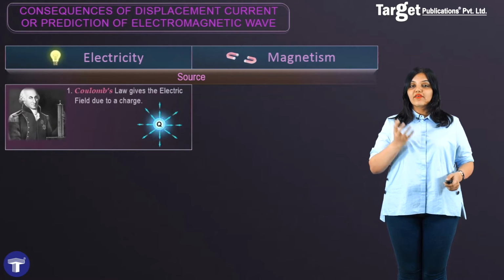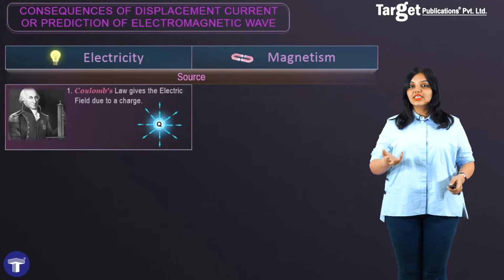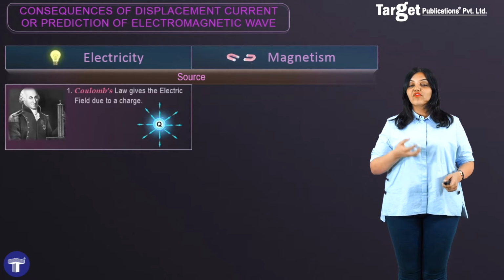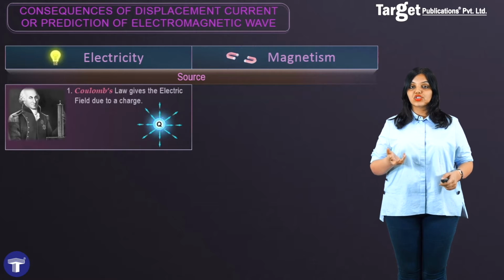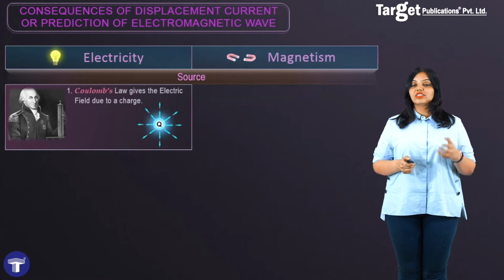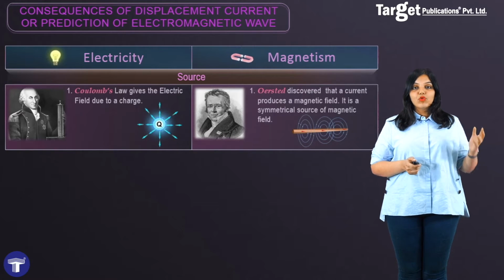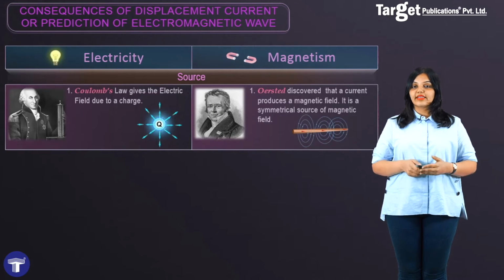And this was given to us by Coulomb. That is, he told us what the force between electric charges should be and what is the value of the electric field due to a charge. Similarly, we also knew what is the source of the magnetic field. We found from Oersted's experiments that moving currents produce magnetic fields.